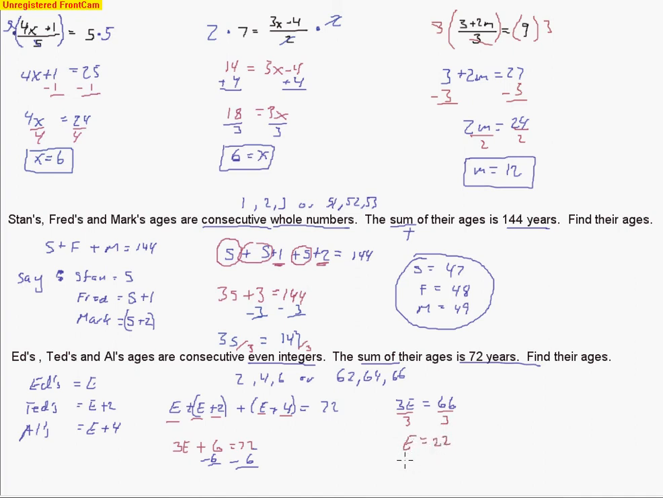So that would tell us that Ted is going to be 2 years more, so that'd be 24. And Al, he's going to be 2 years more than Ted, or 4 more years than Ed, which would be 26. So those are the numbers that add to make 72.